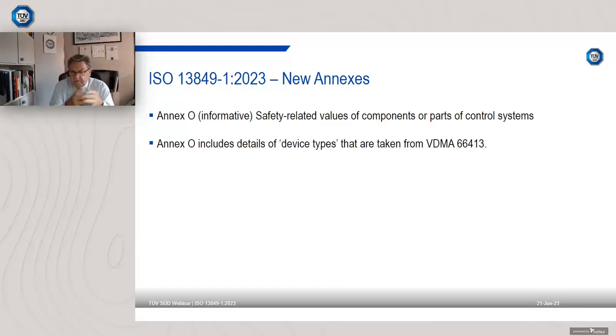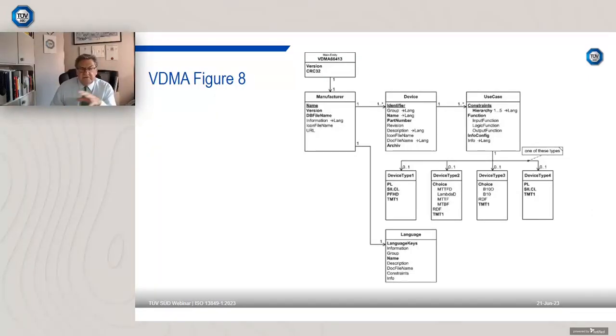It does actually credit VDMA 66413, but this graphic I've included here is actually from the VDMA specification 66413 itself. This graphic isn't actually in the standard, but all of those individual entries that you can see here in these various boxes are brought out into clauses and sub-clauses of Annex O.